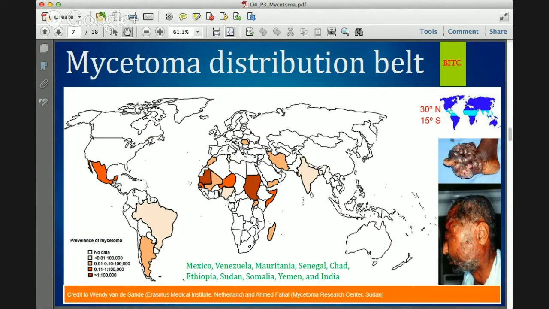If we look at the Mycetoma distribution globally, we will see that Mycetoma is found in a belt between 15 south and 13 north, which represents this region. This is how Mycetoma looks in symptoms. The disease is widely distributed in different countries, for example Mexico, Venezuela, Mauritania, Senegal, Chad, Ethiopia, Sudan, Somalia, Yemen, and India.